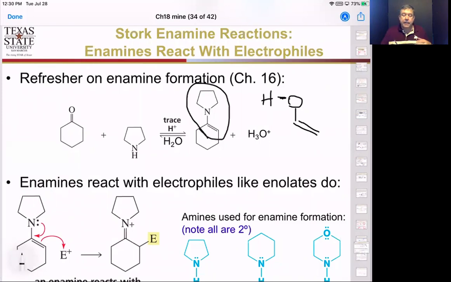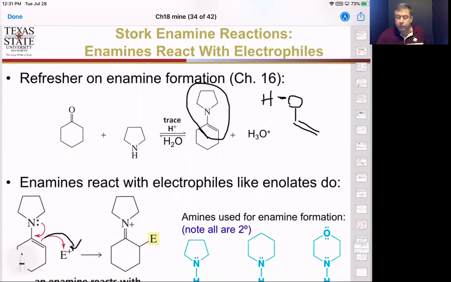And so this is the enamine, and that means we can use this to our advantage. We're trapping in that form, and we can then have the lone pair come out and attack electrophiles. So things that are partially positive charge or positive charge can be done in that addition, right, in that alpha position to the carbonyl. And then when we hydrolyze it, we'll get our ketone back.